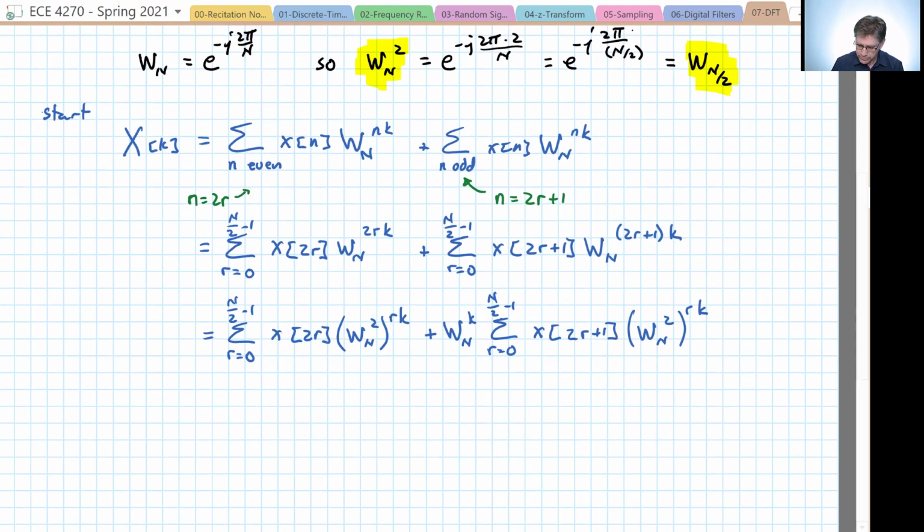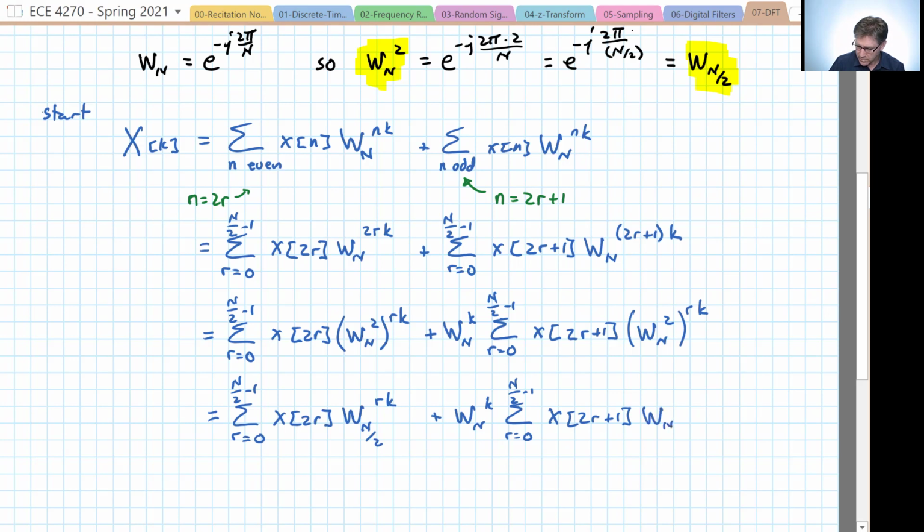So, finally, we can write this as the sum over r equals 0 to N over 2 minus 1 of x of 2r, W_(N/2)^(rk), plus W_N^k times the sum over r from 0 to N over 2 minus 1 of x of 2r plus 1, W_(N/2)^(rk).